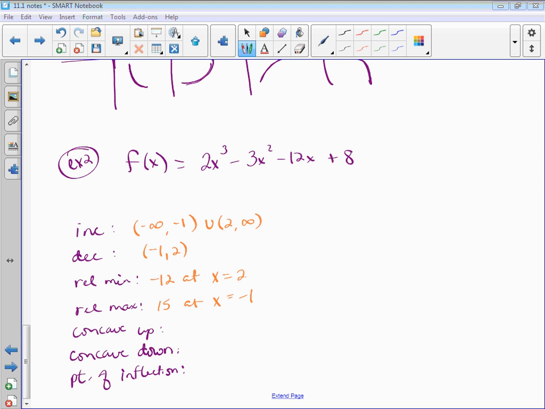Concave up was from half to infinity. Concave down is -infinity to a half. And your point of inflection, this is an ordered pair. 1/2, 3 halves. How do you get the y? Yes, you're going to plug a half into that original.